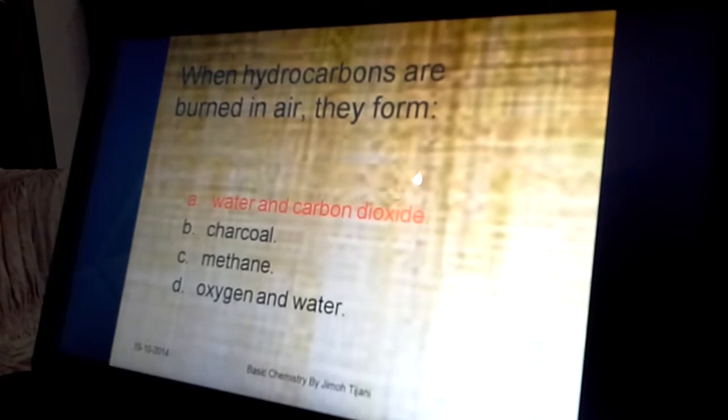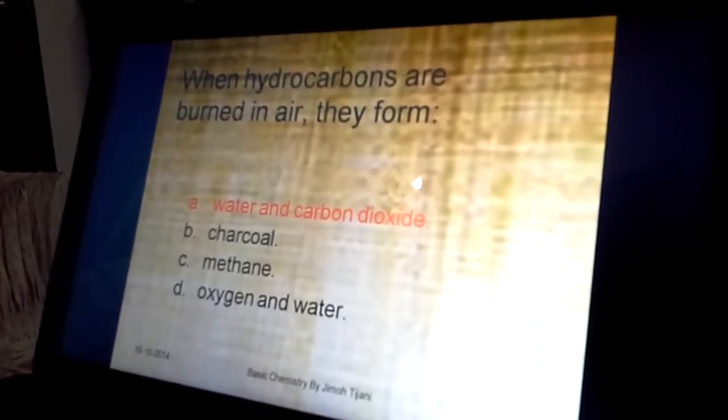When hydrocarbons are burned, they produce CO2 and water.